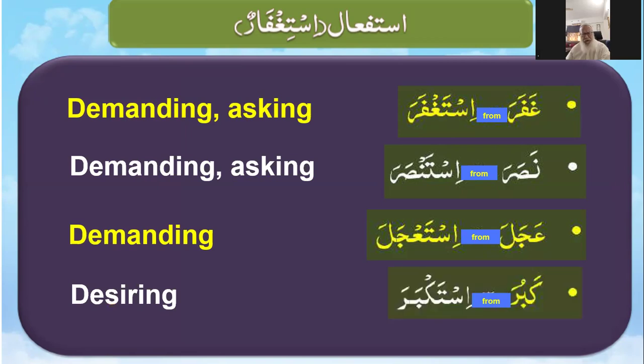Desiring example is from kabura, istakbara. He should have a big position. He should be honored. He should have some position higher than others.